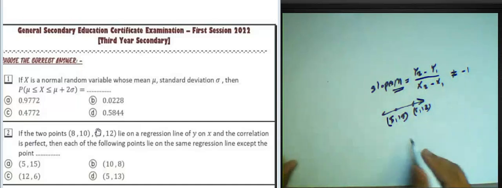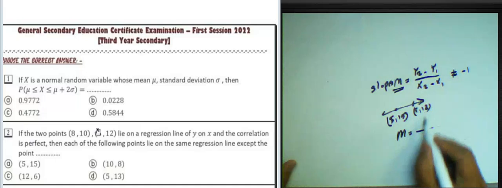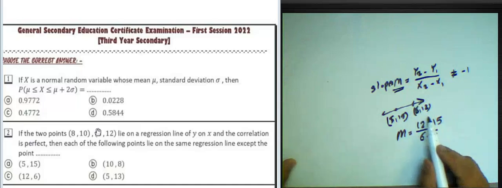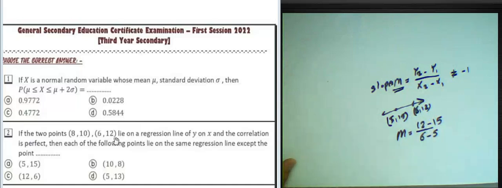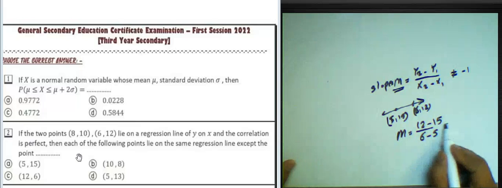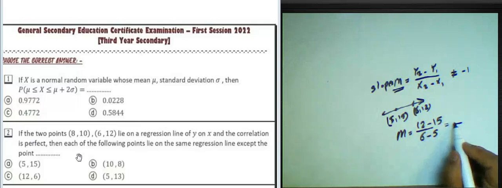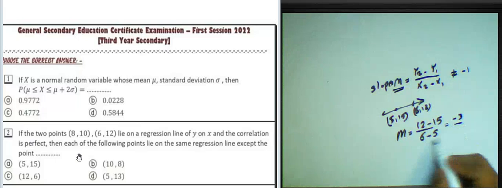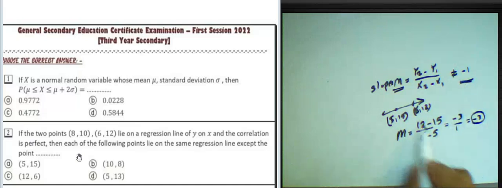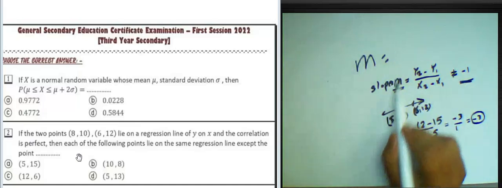So you can find the slope equal 12 subtracted by 15 over 6 minus 5. Okay, the points here are (6, 12) and (5, 15). 12 subtract by 15 over 6 minus 5, the result will be what? 12 minus 15 equal negative 3, and 6 minus 5 equal 1. The result will be negative 3, not equal to negative 1, because the slope in this example equal what?